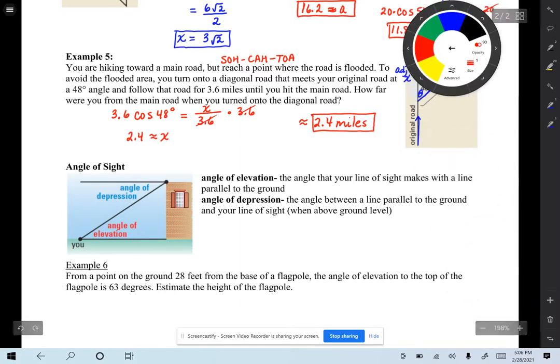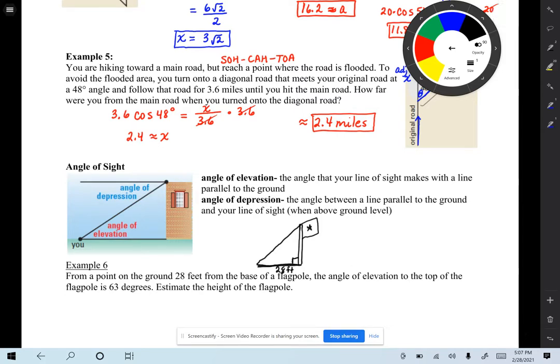From a point on the ground, I'm going to draw the picture right below the vocabulary. From a point on the ground, 28 from the base of a flagpole. So I'll go ahead and draw a flagpole. And don't make fun of my drawings, because I am pretty bad at these kind of things. Here, I'll put a star here. There we go. The angle of elevation to the top of the flagpole. So here's the top. Not very good, but it's supposed to be straight because it's parallel to the ground. So here's your 90-degree angle, and you're 28 feet from the base of the flagpole.